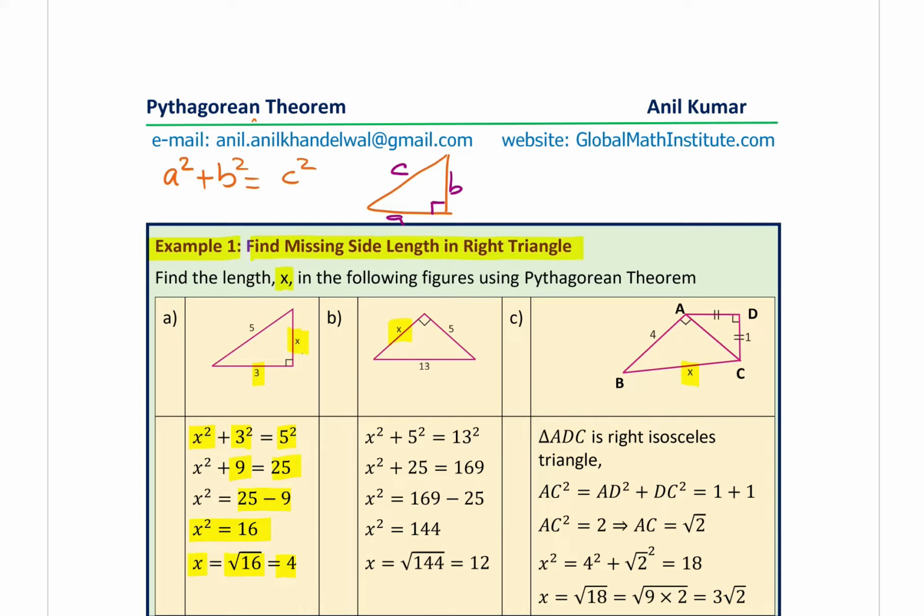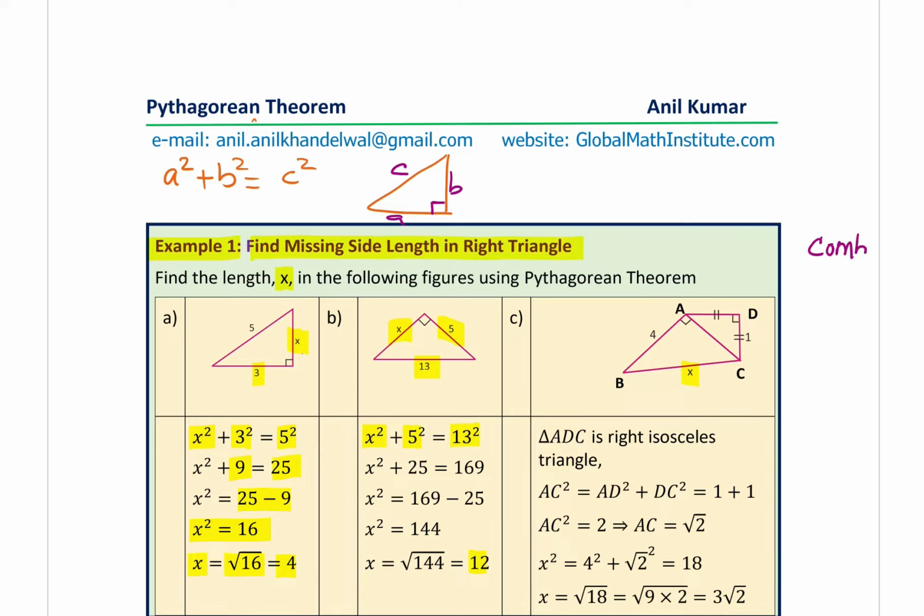The next example is kind of similar, where the sides are different. The hypotenuse is again given to us, so that is 13 square. And the other two small sides are x square and 5 square. You can actually solve this and get your answer as 12. Now the third example has two triangles, right? So it's a combination of triangles.